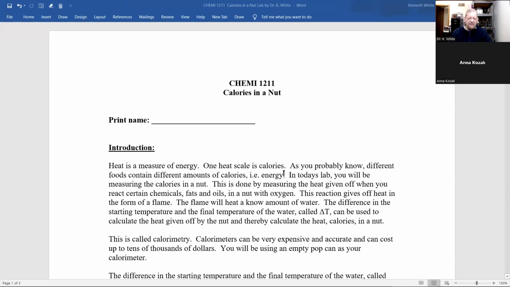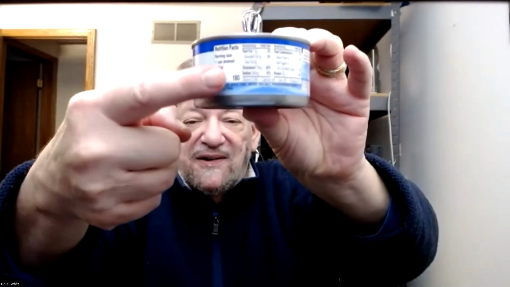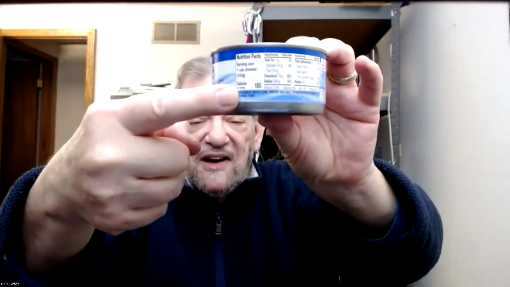All right, thumbs up, people. Do you see calorie in a nut? Now, let me stop share for a second. I thought I'd go healthy on you instead of bringing some candy. Dr. White loves tuna. This is good stuff from Costco. Not that I get any money from Costco. If you look on the back, you'll see right here, it says 180 calories per serving. And as you learned from the last lab, that's a measure of heat, energy.